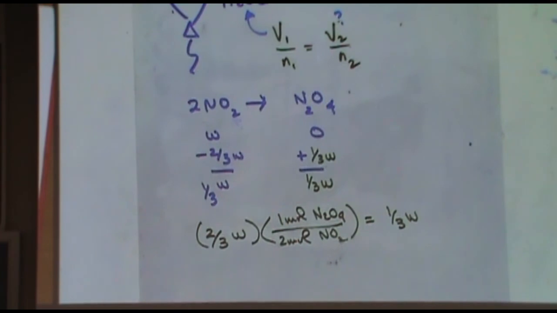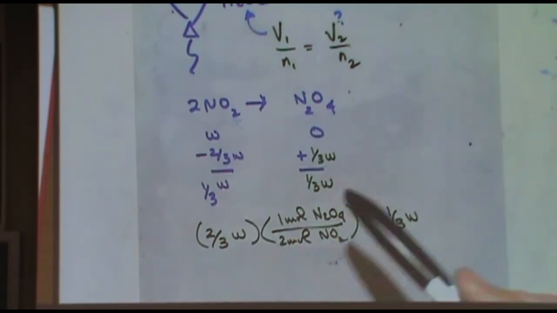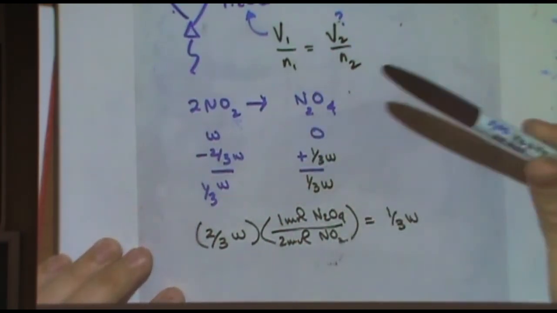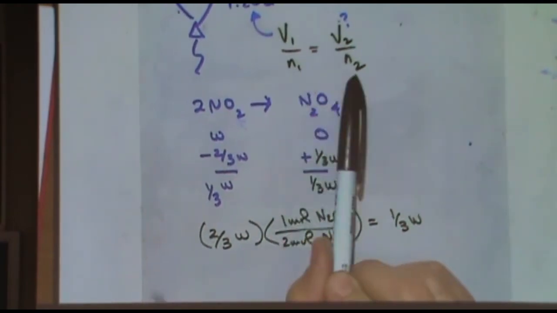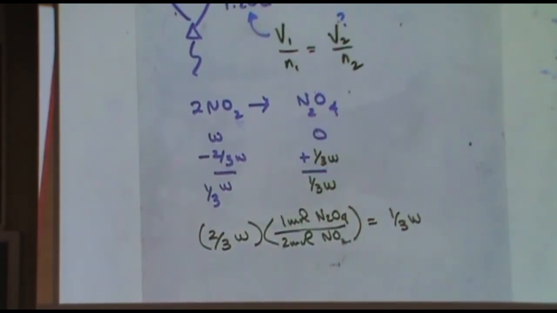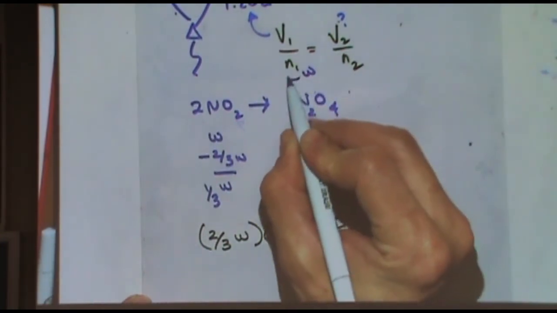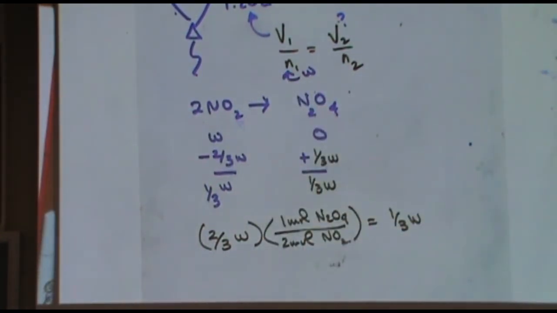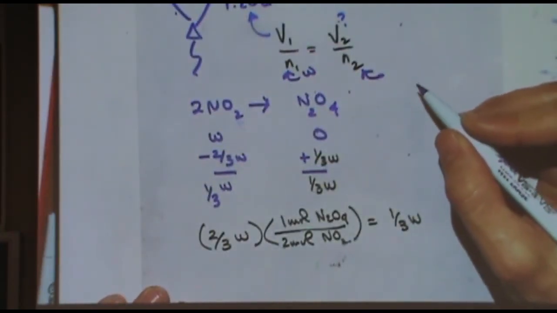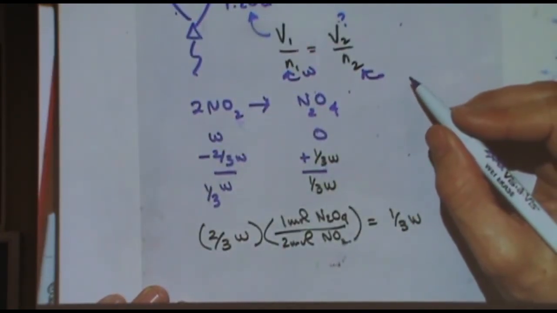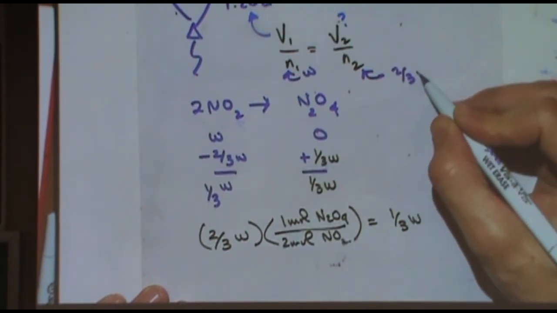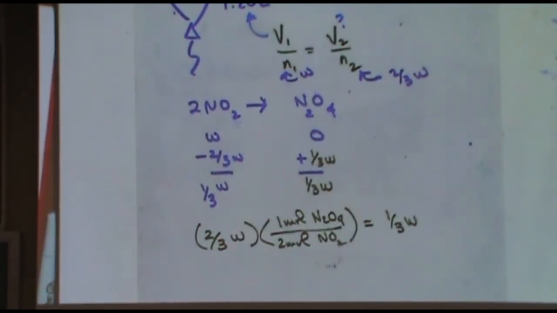The other tough part is, well, first of all, what to put here. Okay, what's the initial moles? How many W's? 1, yeah. W goes right there. How many final moles? How many W's? Not 1/3. 2/3. Okay, let's get a different color pen.